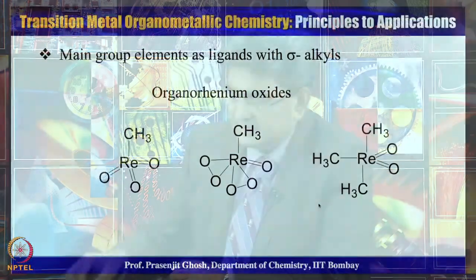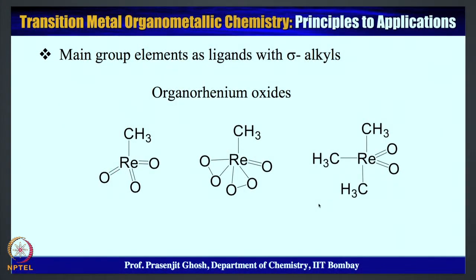We also looked in the last few lectures at methods available for enhancing the stability of these sigma alkyl complexes. With that in the background, we are going to discuss something very interesting in today's lecture, which is the applications of these transition metal sigma alkyl complexes. To begin with, I am going to talk about organorhenium oxides. These are mainly sigma alkyl complexes having main group elements as ligands along with the sigma alkyls.